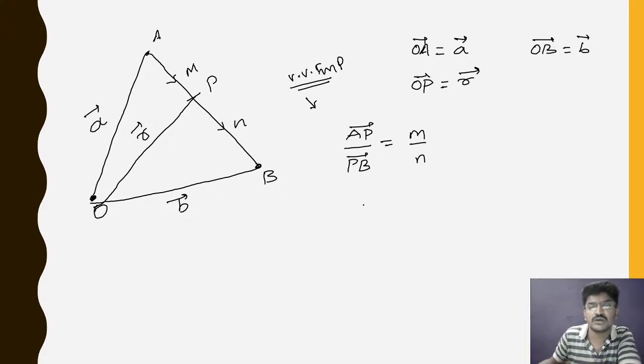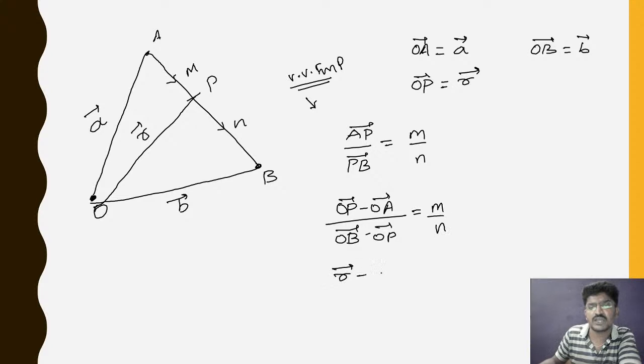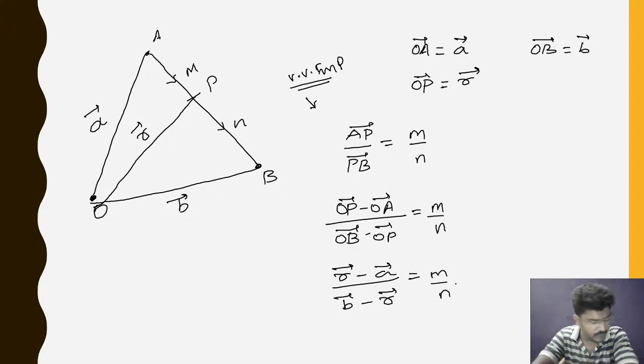So from this, you can see AP is OP minus OA and PB is OB minus OP. That is m by n. OP is vector R, OA is vector A, divided by vector B minus vector R, equal to m by n. Very, very important formula. Please remember, they can ask it for 3 marks. So don't neglect this.